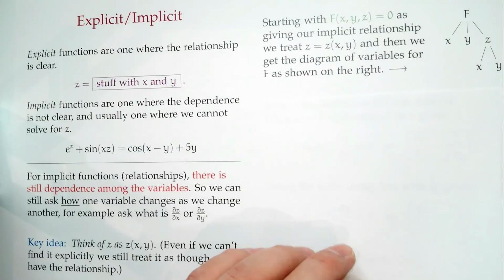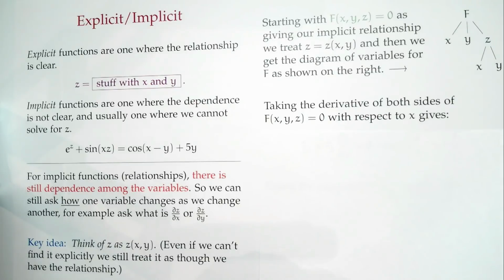Okay, well, what happens next? We take the derivative of everything. Let's take the derivative with respect to x. When I take the derivative with respect to x, how many terms will I get?